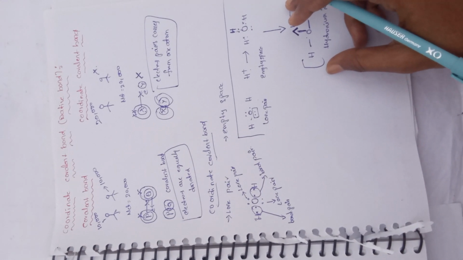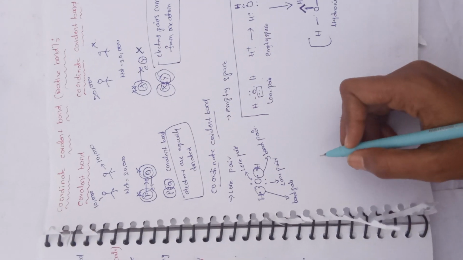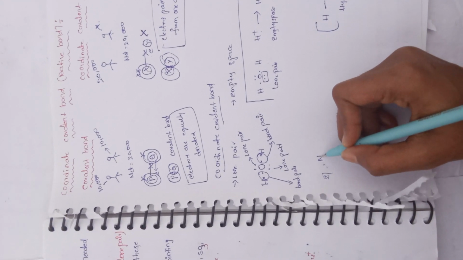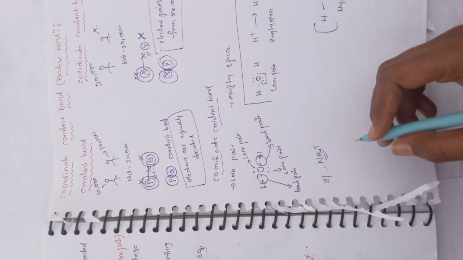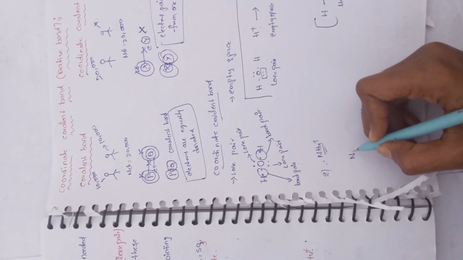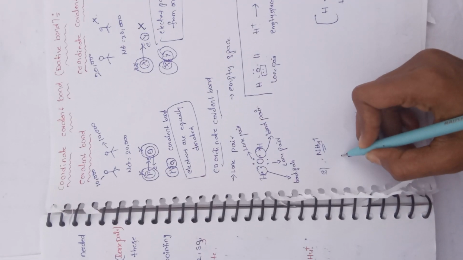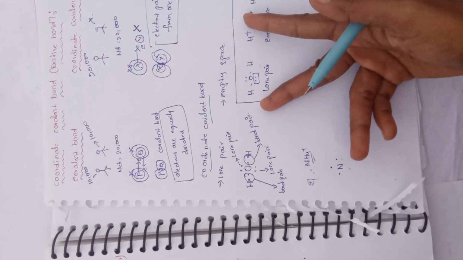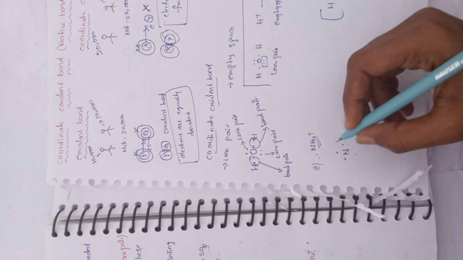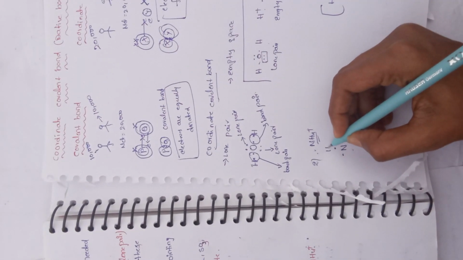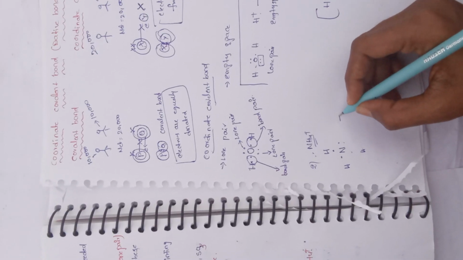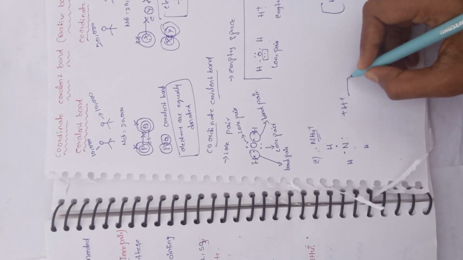So another example. You have to take the NH4 plus, the ammonium ion. So nitrogen, how many lone pair electrons are there? 1, 2, 3, 4, 5. Nitrogen valence electrons is 5. So how many electrons are there? 5. And H3, and then now you have to take one hydrogen and one hydrogen. Another hydrogen is the empty space. So now we have to write like this.